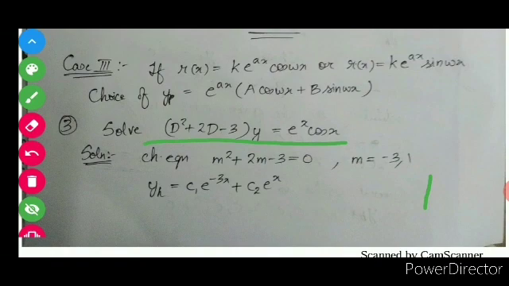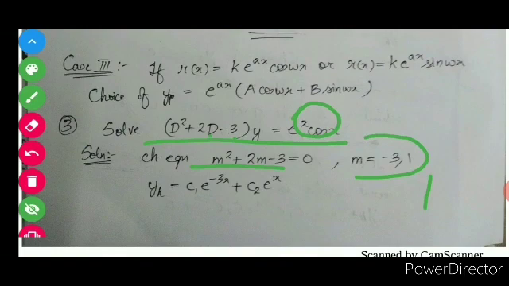First, we will find the corresponding y_h, that is, the solution of the corresponding homogeneous equation. The homogeneous equation is obtained by taking the right hand side to be equal to 0. Then you replace y with 1, y' with m, and y'' with m². So the characteristic equation becomes m² + 2m − 3 = 0.